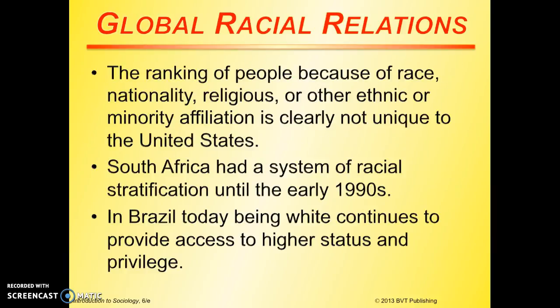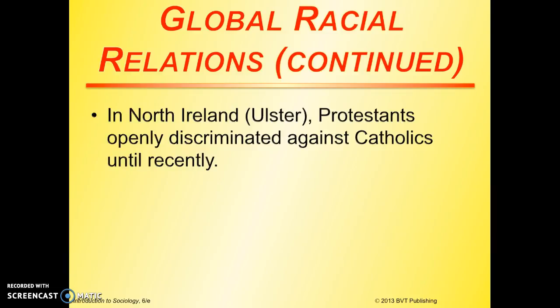So global racial relations. The ranking of people because of race, nationality, religion, and other ethnic and minority affiliations is clearly not unique to the United States. South Africa had a system of racial stratification until the early 1990s. In Brazil, today being white continues to provide access to higher status and privilege. We also see that within communities of color, there is also a hierarchy of lighter skin to darker skin. In Northern Ireland, Protestants openly discriminated against Catholics until recently. We have also seen within Northern Ireland that there was an effort for genocide, cultural genocide, and racism, as well as classism and cultural prejudice in regards to individuals who are native Irish, who spoke Gaelic, as well as the occupation from Britain.